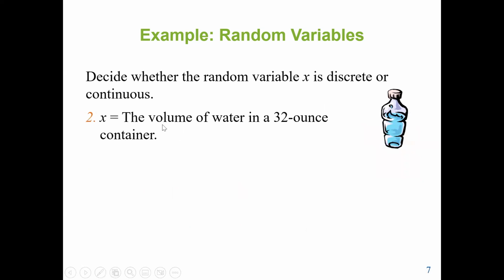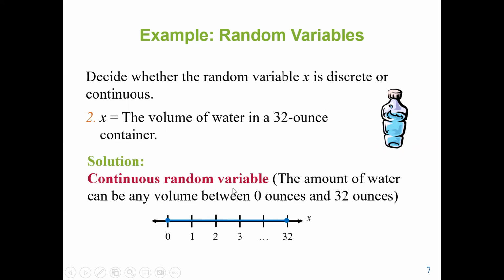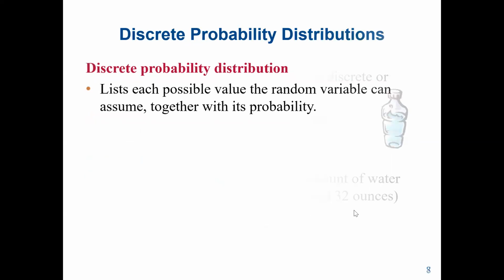Now, second is the volume of water in a 32-ounce container. This will be based on measurement. So this will be, again, a continuous random variable. The amount of water can be any volume between 0 ounces and 32 ounces, based on measurement.